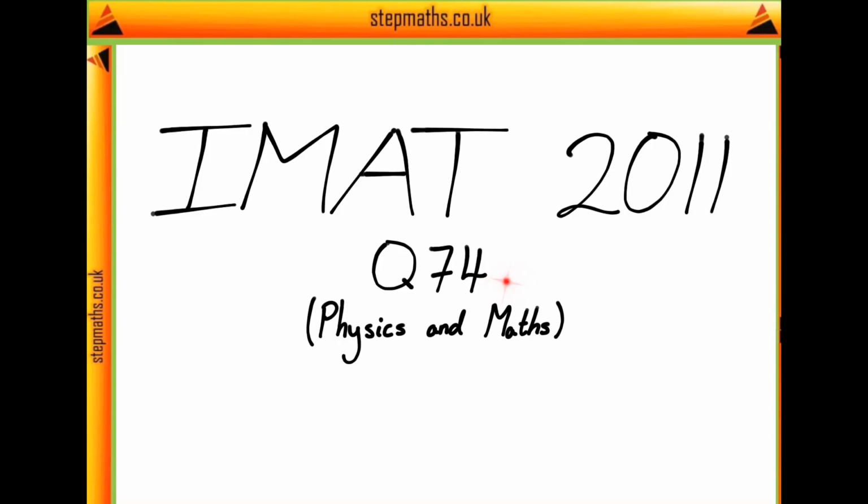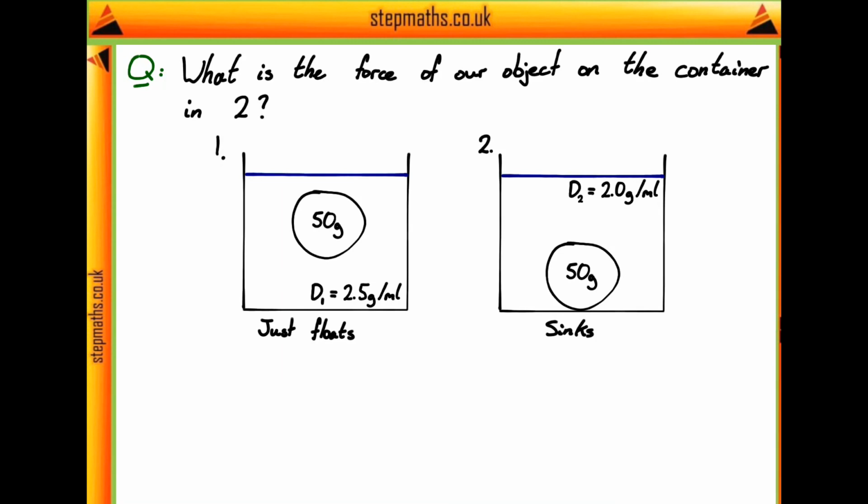Here we're going to look at question 74 from the IMAT 2011 paper. So in this question, we're given two different scenarios. We have a 50-gram ball in one fluid, which has a density of 2.5 grams per millilitre, and we're told that in this fluid, our 50-gram ball just floats. So if we were to put it in the liquid submerged, it would just stay at a stationary height.